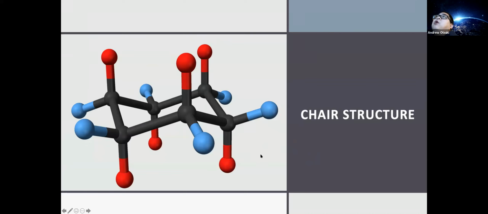And if you build the boat, you'll have some eclipsing interactions, as well as hydrogen transannular strain, which is when these two hydrogens come close together in the boat structure. So you'll build chairs and you'll answer questions about that.